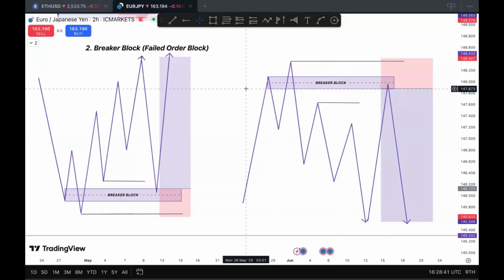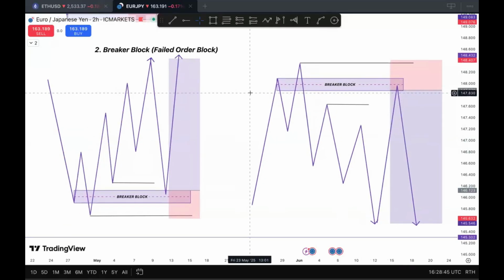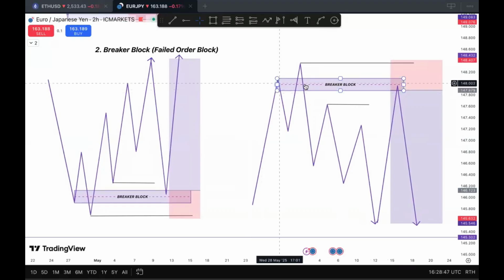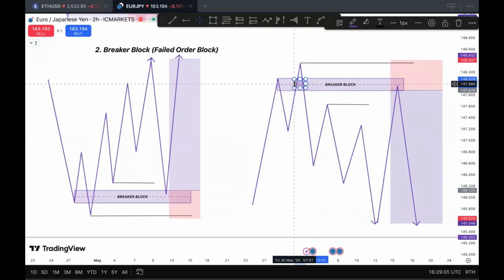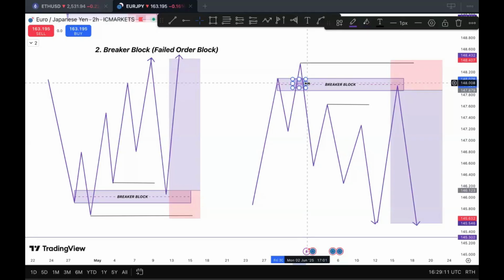Now take note of this. Most of the times or sometimes you're going to see a fair value gap between these blocks of candle. That means you're going to see fair value gaps between, just like between these two. You're going to see inverse fair value gaps between them sometimes, and sometimes you might not see them.